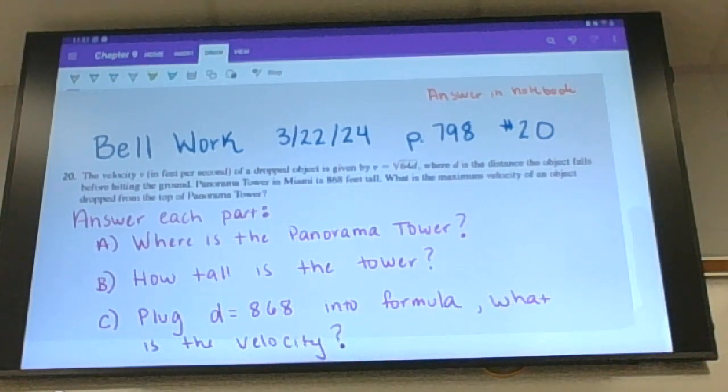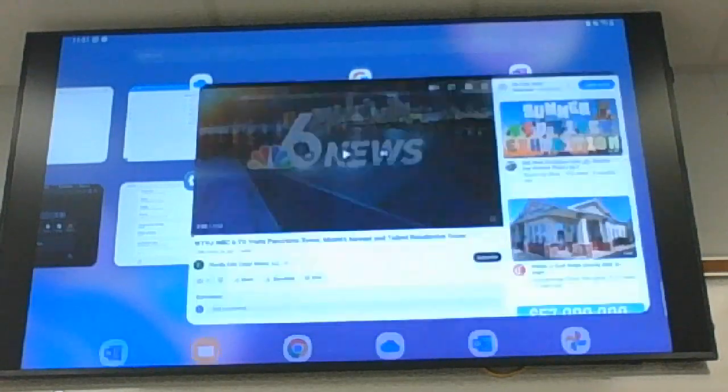So your book, as you know, likes to pull in problems about Florida. This is talking about an object falling off of the Panorama Tower in Miami. So letter A, where is the Panorama Tower? Miami. Letter B, how tall is the tower? 868 feet tall. I'm gonna show a short video about it so you guys get an idea of what we're talking about. Why not, right?